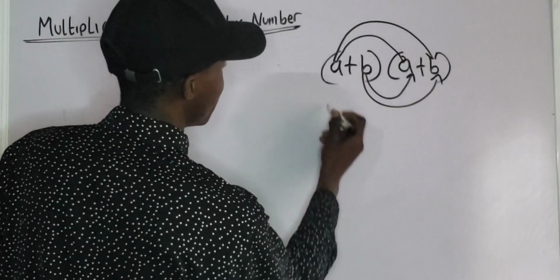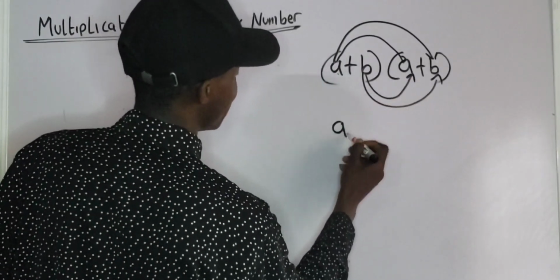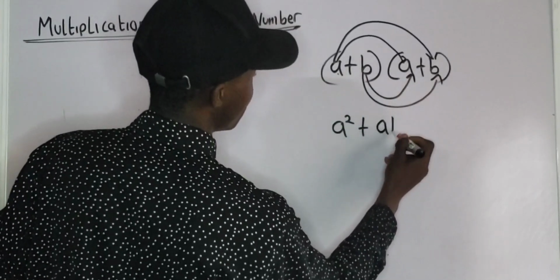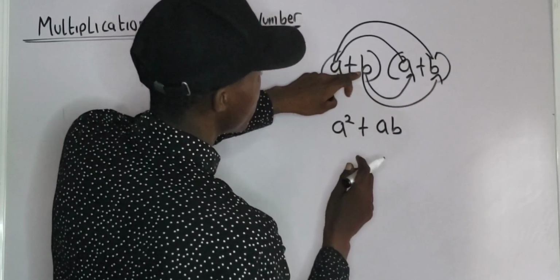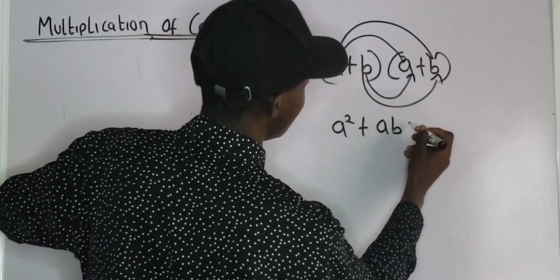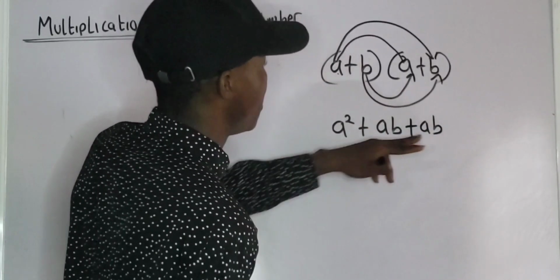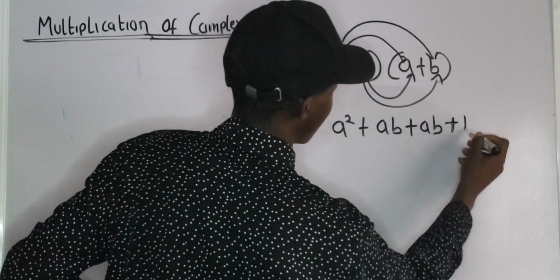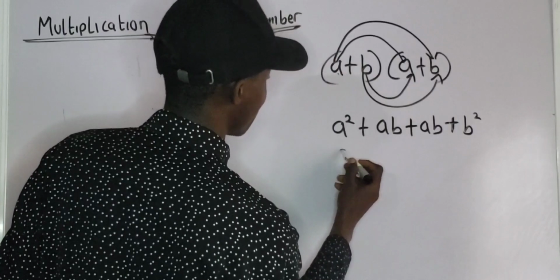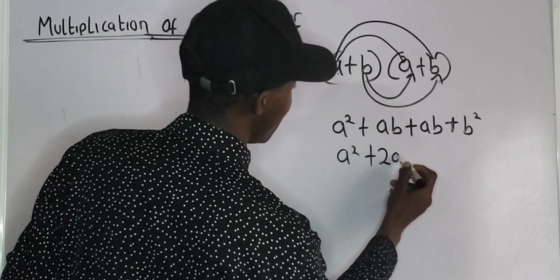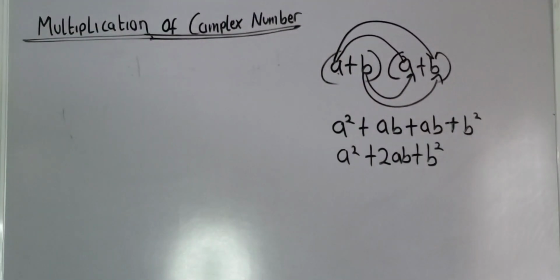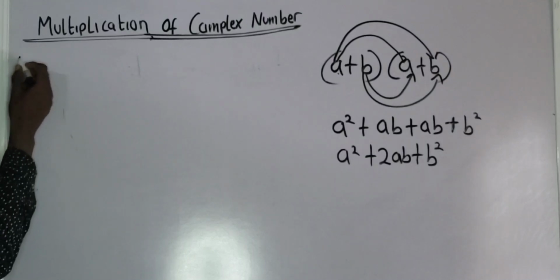For this, we are going to have a multiplied by a, that is a squared, plus a multiplied by b, that is ab. Then the next one, we are going to use b multiplied by a, that is ab, plus b multiplied by b, that is b squared. You understand? So for this, we are going to have a squared plus 2ab plus b squared. So the same rule is also applicable in complex numbers. Are you getting it? So now let us attempt these examples.